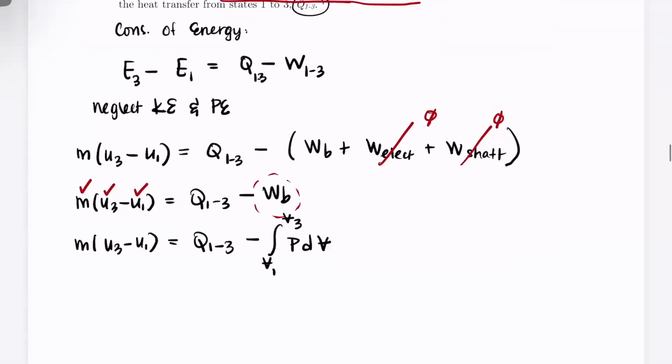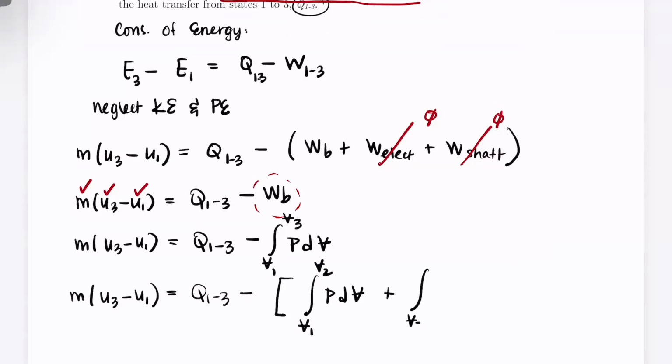And then I can also rewrite this as a 2-step process. So I have work going from 1 to 2 and work going from 2 to 3. So I have work from V1 to V2, P dV, plus work from V2 to V3, P dV. Is there anything convenient that happens for one of these processes? Yeah, so from V1 to V2, the volume stays the same, so there's no boundary work, right? Excellent.